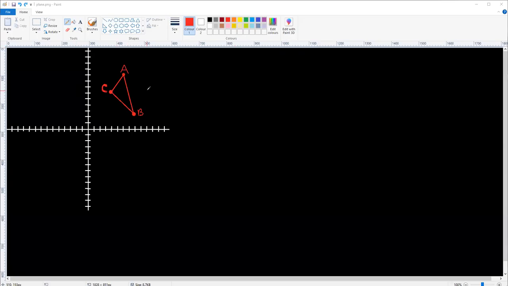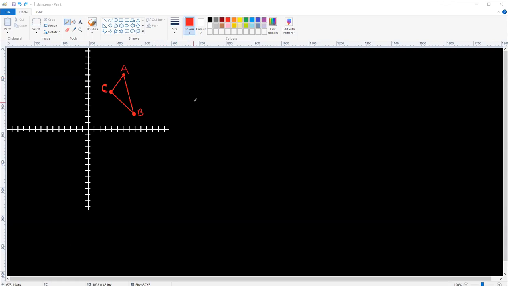Okay, so here is triangle ABC, and we're going to rotate it left 90 degrees, and then we're going to rotate it 180 degrees using a table method.